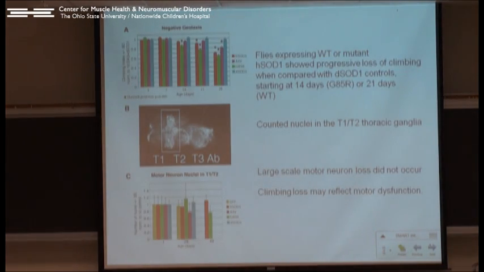So here they're looking at movement defects, and flies expressing wild type or mutant SOD showed progressive loss of climbing when compared with Drosophila SOD controls. So here what they're finding is that the human form of SOD is actually toxic. And their thought is that because there are these differences in the coding sequence, that this could be acting like a mutant form of SOD.